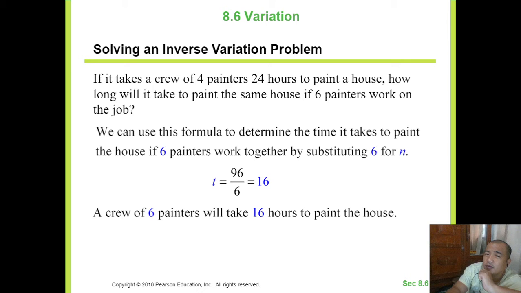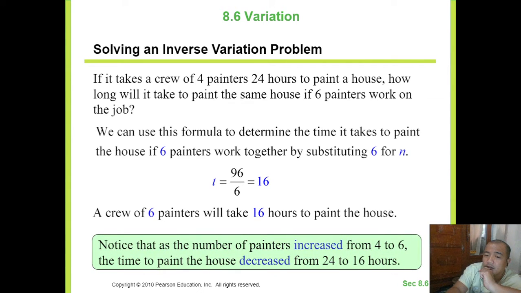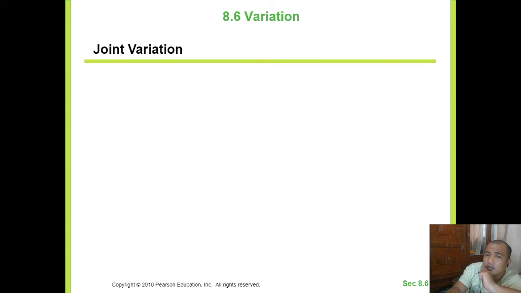Yeah, that's an example of an inverse variation problem. Notice that as the number of painters increased from 4 to 6, the time to paint the house decreased from 24 to 16 hours. If there are only 4 of them, it takes them 24 hours, 1 day, to paint the house. But if there are 6 of them, it will take them only 16 hours. So that's an example of an inverse variation problem.